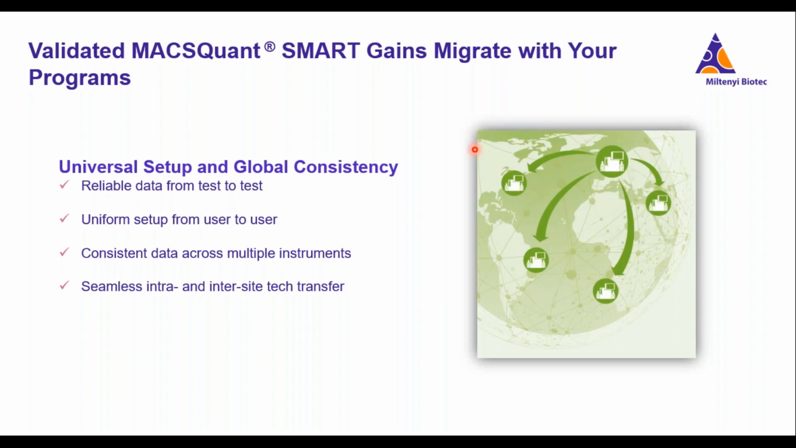So you could potentially have a universal setup for global consistency and generate reliable data from test to test, have a uniform setup from user to user, and then consistent data across multiple instruments, as well as seamless intra and inter-site tech transfer. The technology in the MACSQuant and the smart gain technology in the software helps you make a lot of this seamless and operate in a way that makes your life a lot easier for your programs.